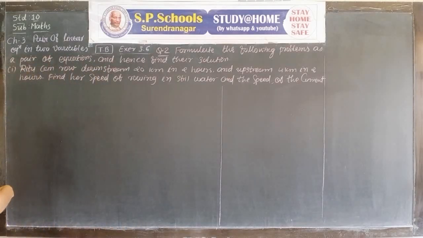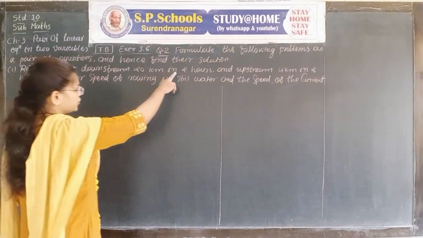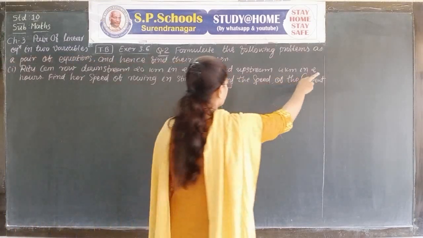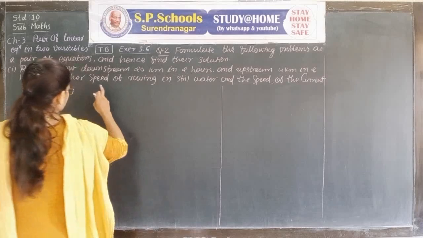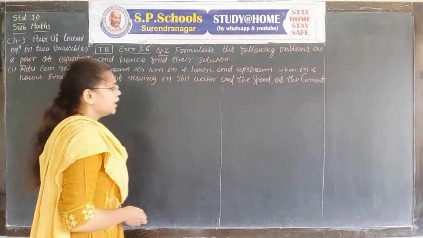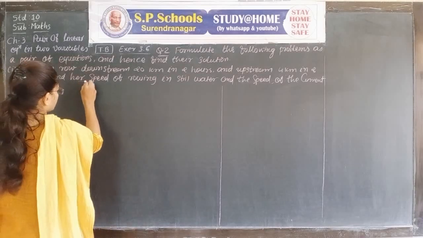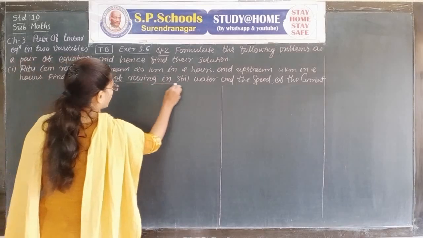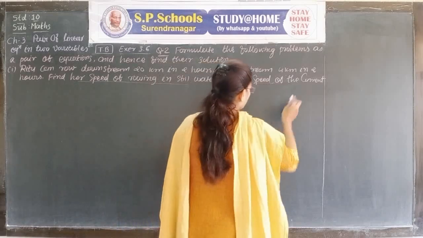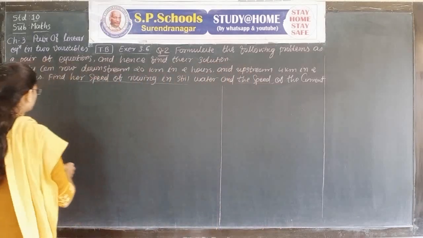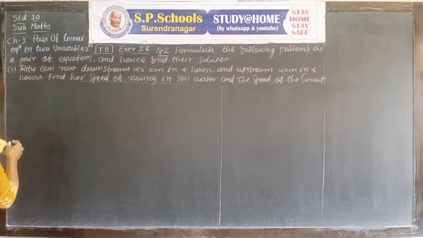The first is: Ritu can row downstream 20 km in 2 hours and upstream 4 km in 2 hours. Find her speed of rowing in still water and the speed of the current. We need to find the two speeds: one is the speed of her rowing in still water and the other is the speed of the current. That's why first of all we have to assume two variables, one is x and one is y.